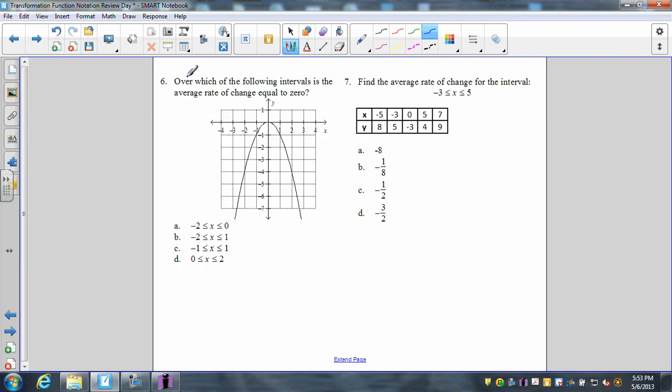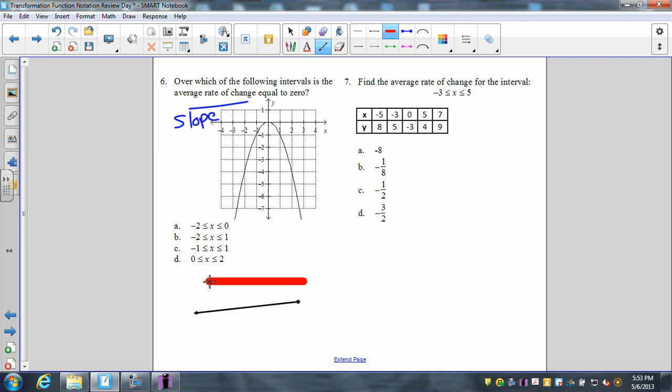Number 6, over which of the following intervals is the average rate of change, once again, slope, equal to 0? You need to remember that a line that has a slope equal to 0 looks something like this, perfectly flat. A flat line has a slope of 0. So let's go through each one of these.